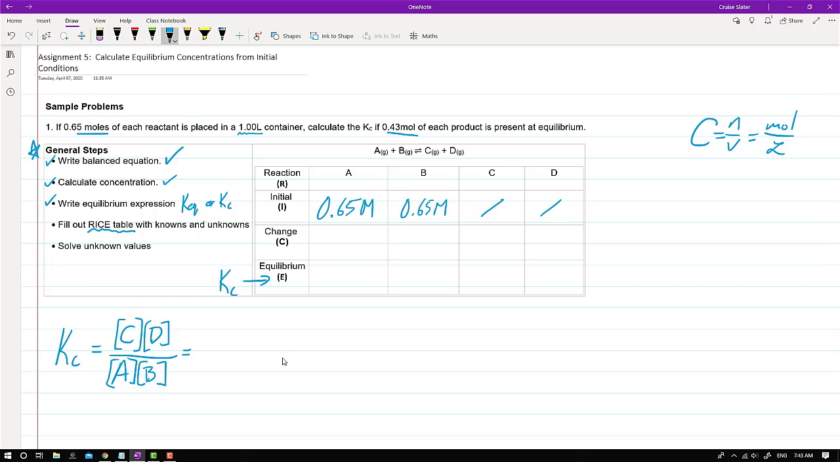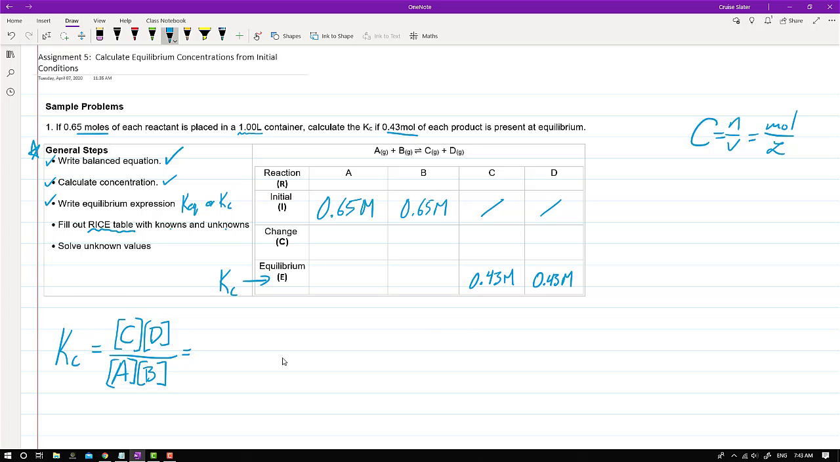That's great. Now I want to figure out what else is in the question. It says that we have 0.43 moles of each product present at equilibrium. Well, 0.43 divided by 1 is 0.43 molar and 0.43 molar. We now have our knowns and our unknowns in the RICE table.